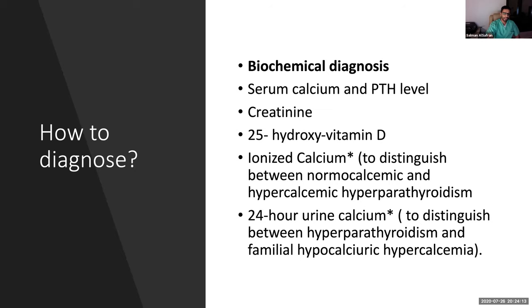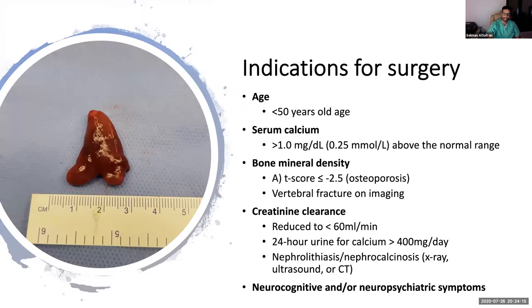So what are the indications for surgery? Age: if you're less than 50 years old, the latest guideline from the American Association of Endocrine Surgeons says that even if you're asymptomatic, you should have surgery. The theory is basically that you have a longer time to develop complications, so you should have your surgery. The other indication is serum calcium of 1 mg/dL above normal. In our lab, we use millimoles, so anything more than 0.25 millimole above the normal range.